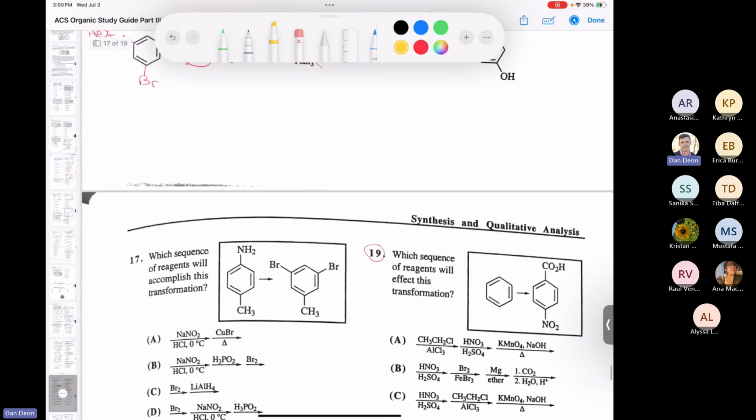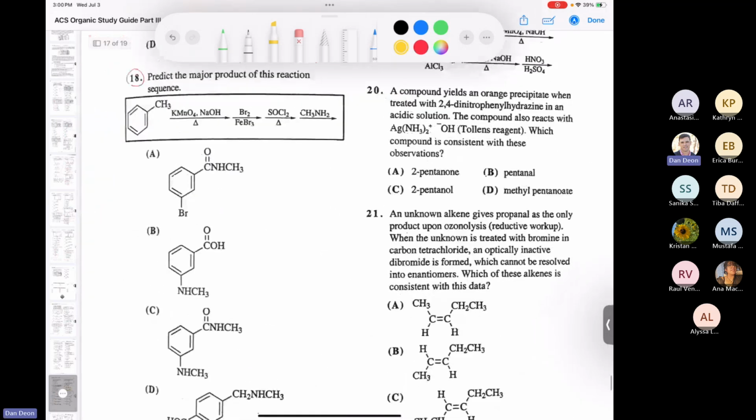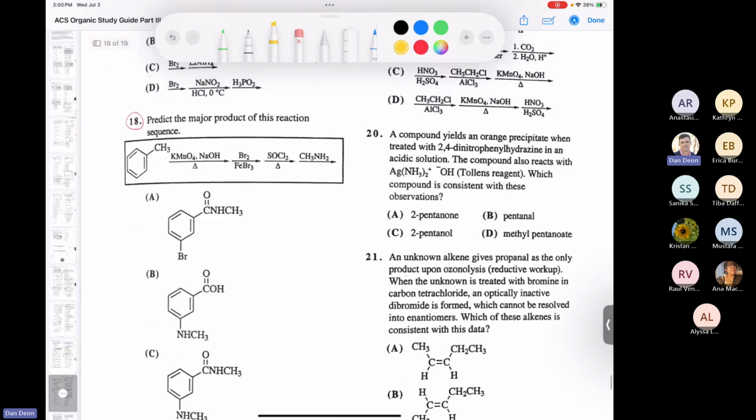Question 18 says, predict the major product of this reaction. So the first step is just an oxidation of the methyl group. So in the first step, you end up with benzoic acid.